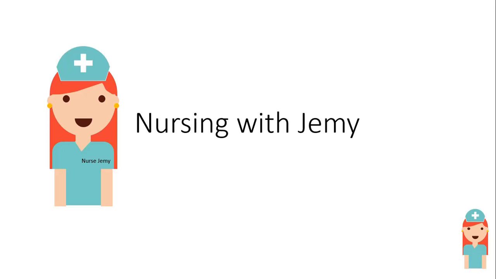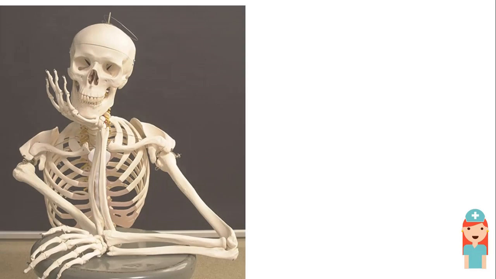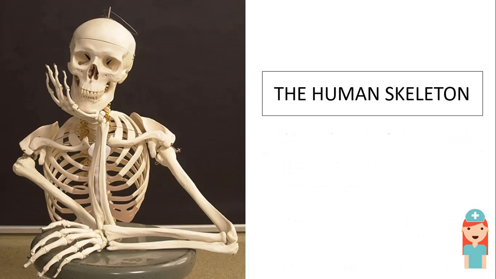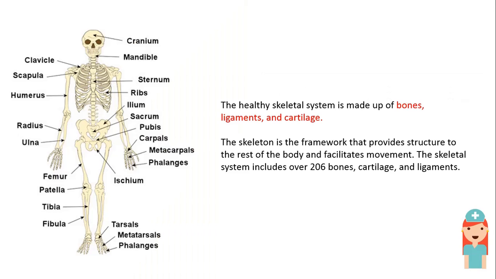Today we are going to learn about the human skeleton. So in this lesson, we are going to learn about the basics of the human skeleton and more about the bones. So let's start. The healthy skeletal system is made up of bones, ligaments and cartilages. The skeleton is the framework that provides structure to the rest of the body and facilitates movement. The skeletal system includes 206 bones, cartilage, and ligaments.